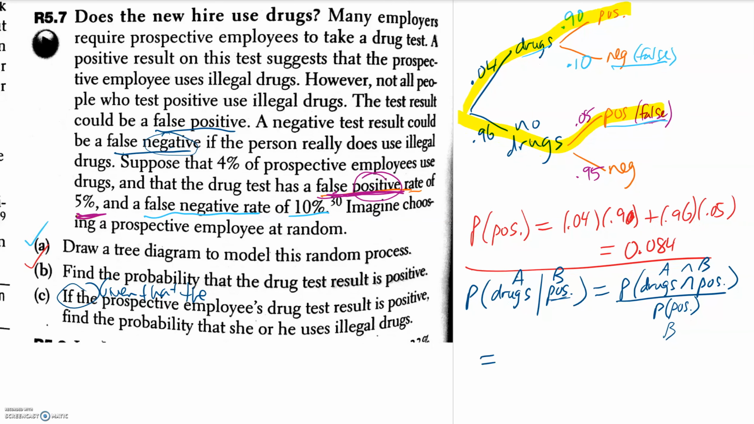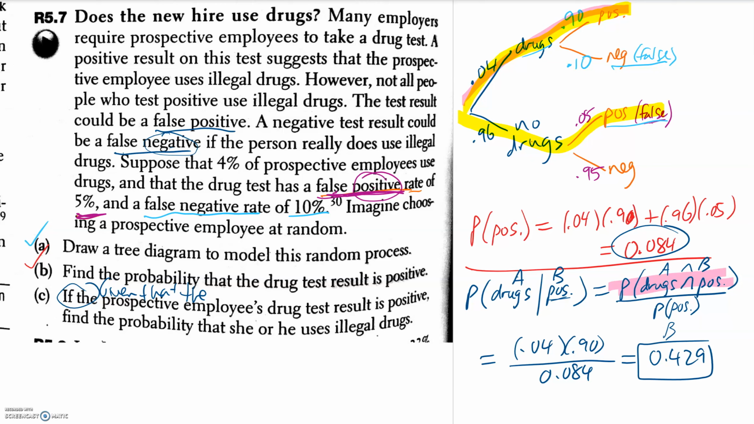Okay, so now it's time to put this all together. Drugs and positive. Let me do a little different highlighter action here. So probability of drugs and positive, well, we already talked about that one. It was up here. So that's going to be 0.04 times the 0.90. And then the probability of positive, well, we already calculated that. That's 0.084. We put it all together, we get 0.429. So we got roughly a 43% chance of randomly choosing somebody who does drugs, given that they had a positive test result. All right, that's it for that.